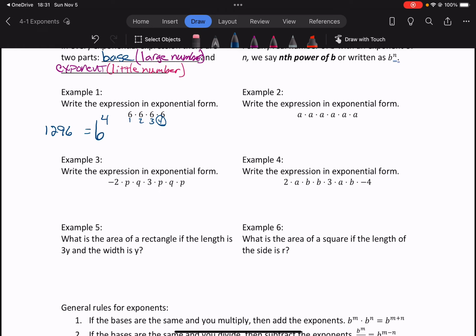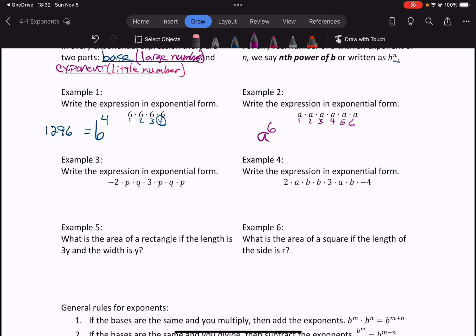All right, expression in exponential form here. Notice we're repeatedly multiplying a, so my base, in this case, is a. So we're going to count how many I've got: 1, 2, 3, 4, 5, 6. So this is a to the 6th power. This one we don't simplify any further. We don't know what a is, so we leave the a alone and write it to the 6th power, and that's done. Okay?